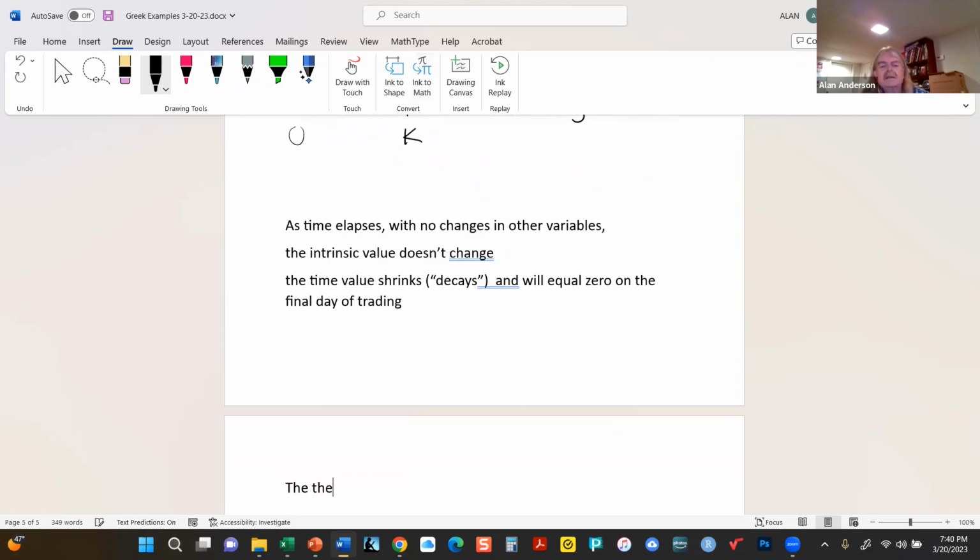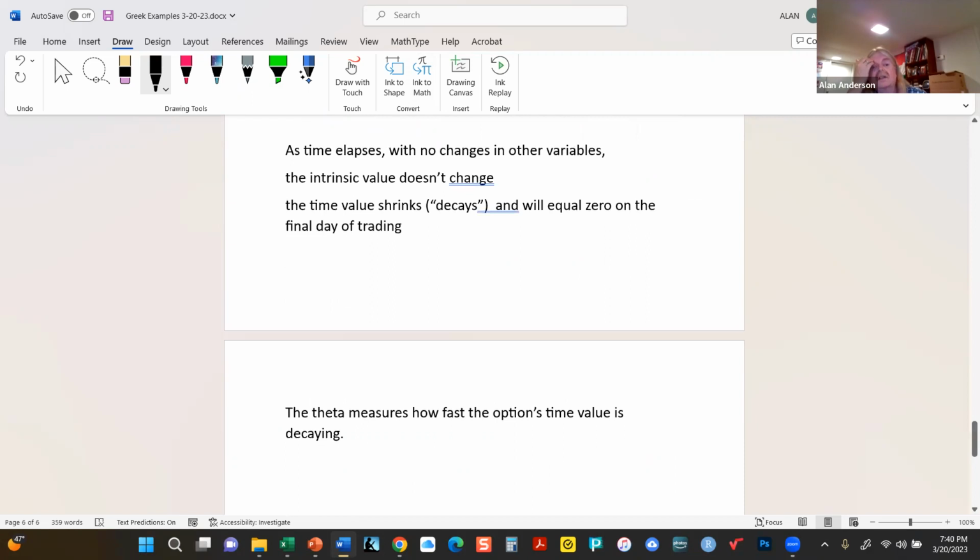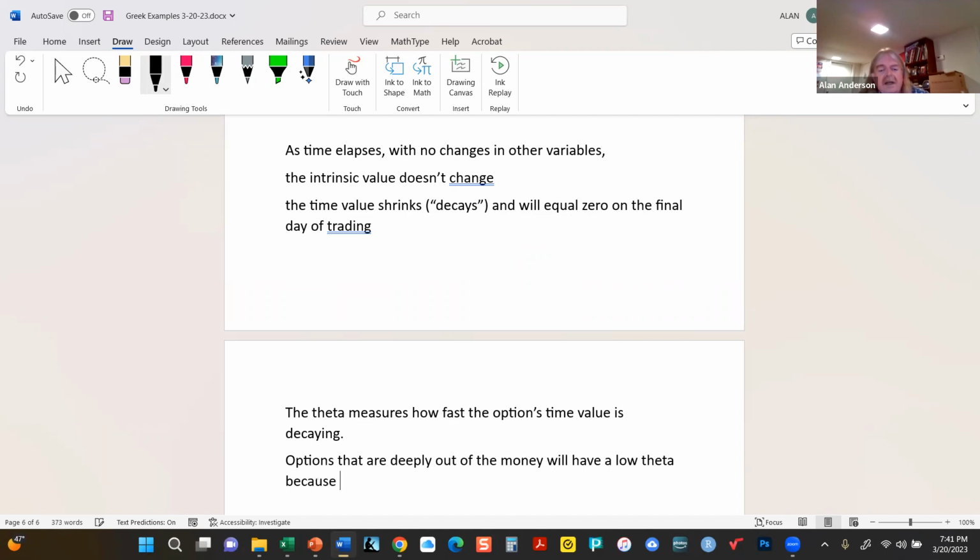So the theta measures how fast the options time value is decaying. That's all it does. It says, listen, how fast are we losing money due to the passage of time? Okay. Now, because the time value is always positive, options that are deeply out of the money will have a low theta because there's little value to lose.